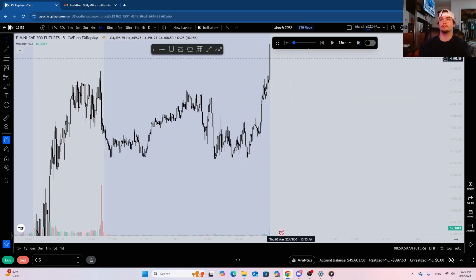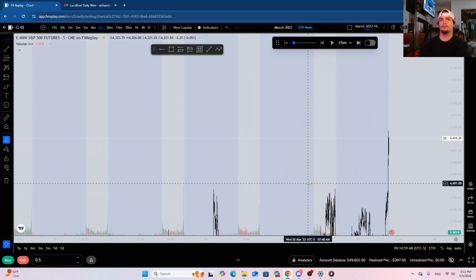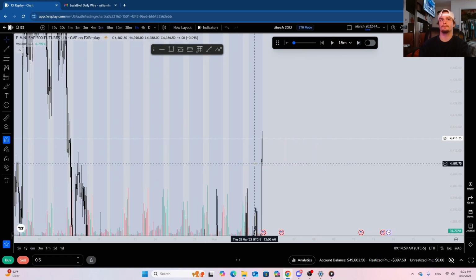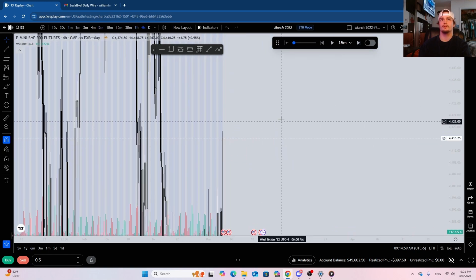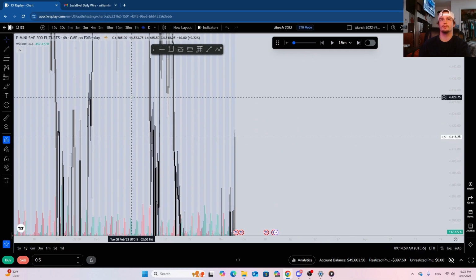All right, so what is this? Market open. All right, so we come up and we take out these highs. We're way above these highs now. So anything on the 4 hour? Okay. We got this 4 hour gap up here. It's gonna be another potential draw.